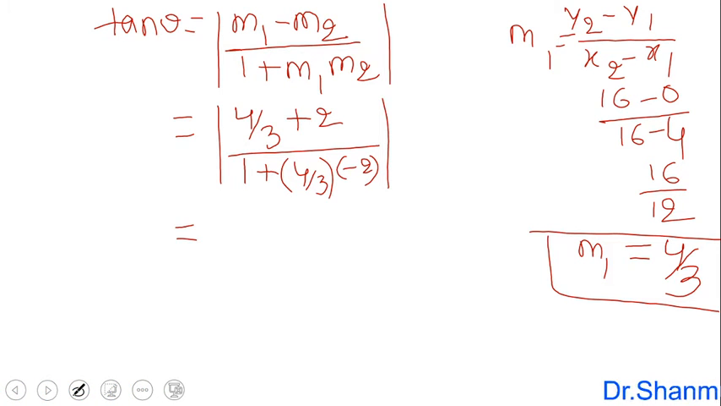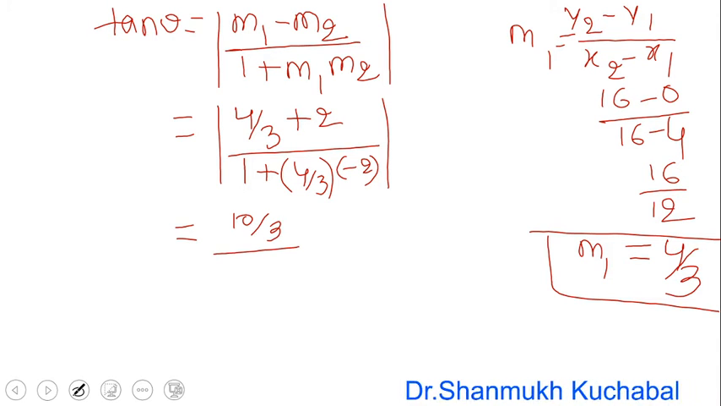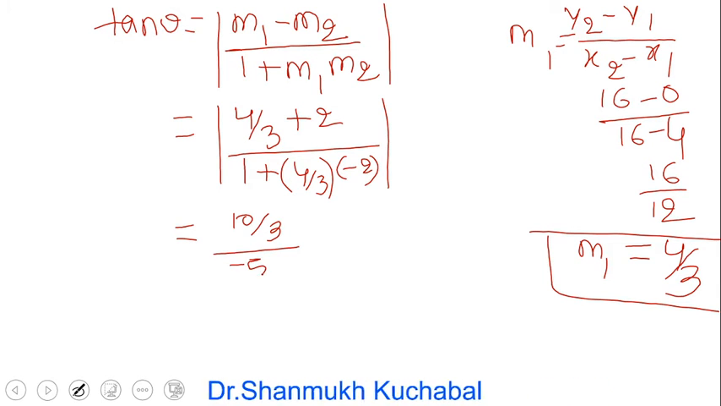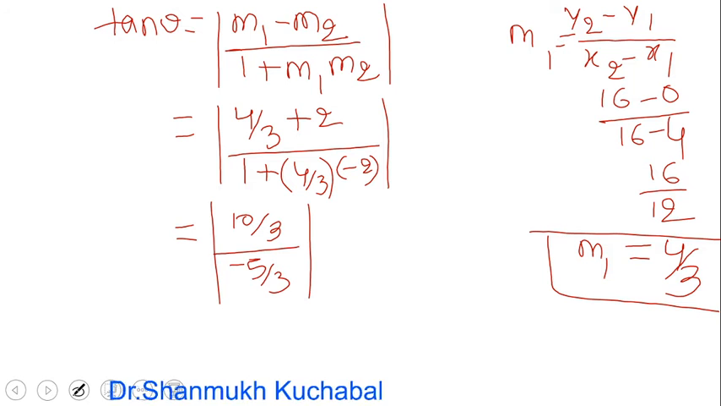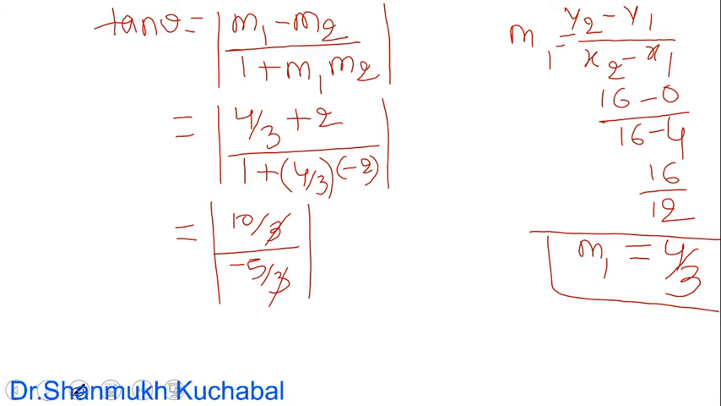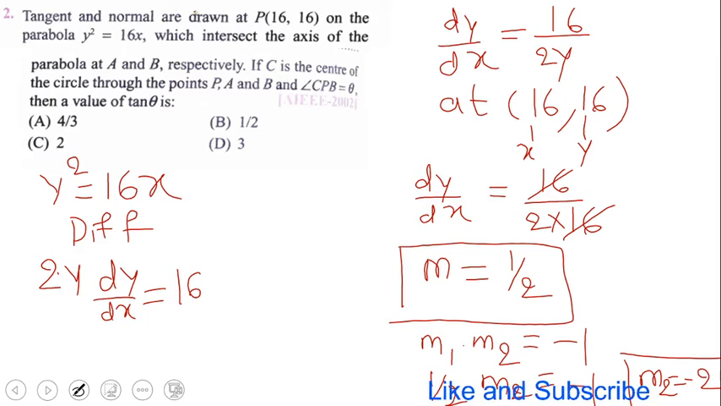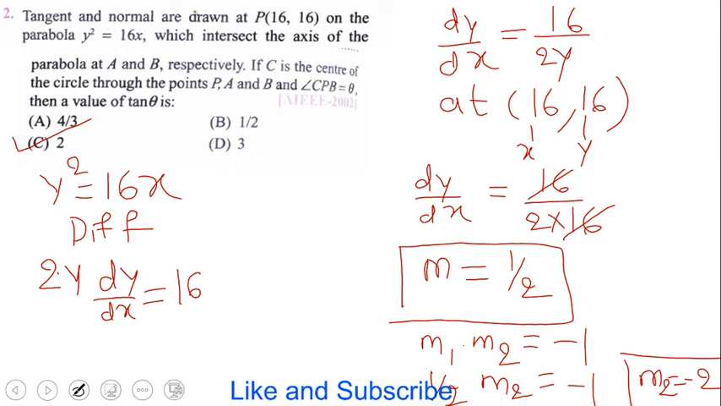Numerator simplification will be 10 by 3, denominator simplification will be minus 5 by 3 with a modulus notation. The 3 gets cancelled and we get a simplification of 2. This is tan theta here. So 5 ones are 5, 5 twos are cancelled, mod of minus 2 is plus 2, therefore we get the slope as 2. Option C is the right answer.